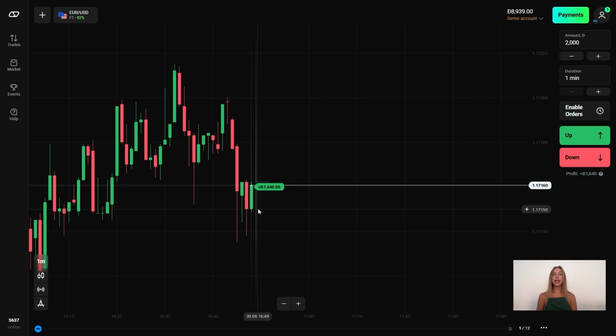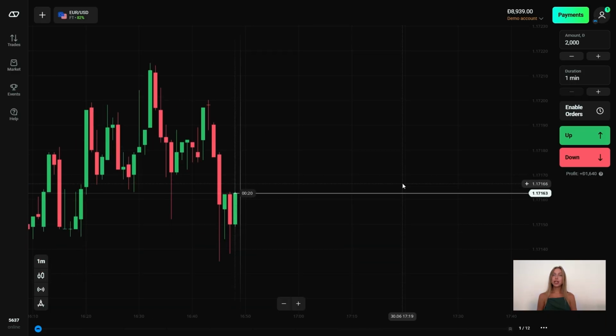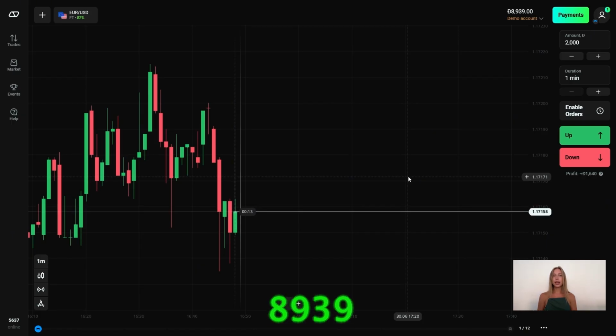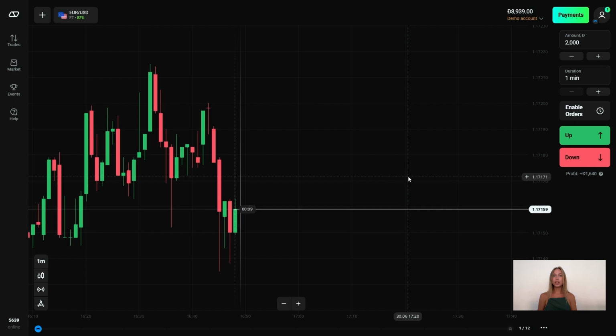So the upward movement happened and the trade closed in profit. Now let's summarize. As you can see, thanks to this strategy, I was able to increase my balance almost to 9,000, more precisely to 8,939. I believe this is a very good result considering that we used a magic indicator that predicts future price movement.